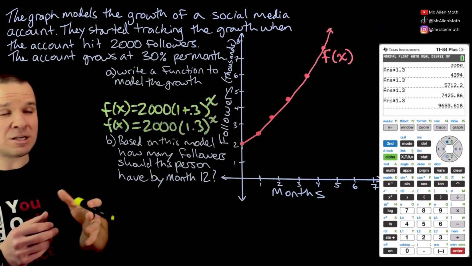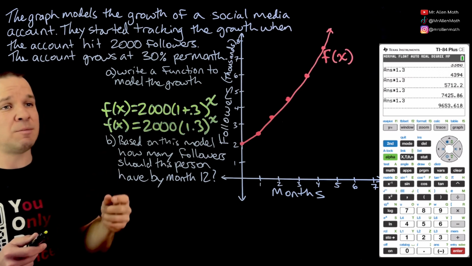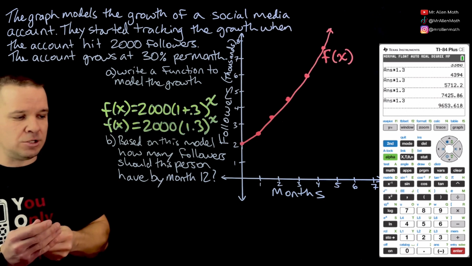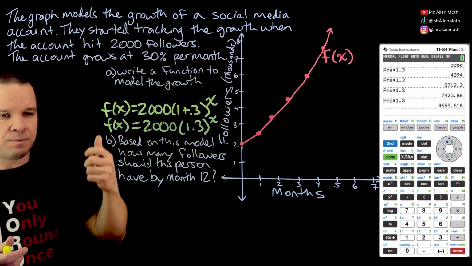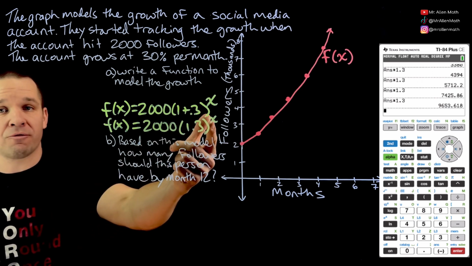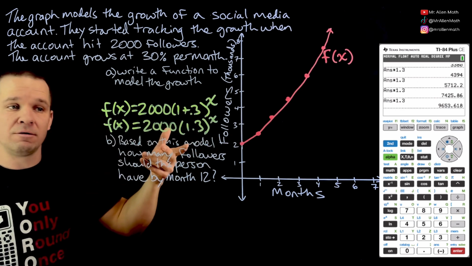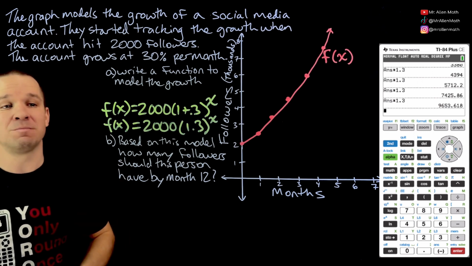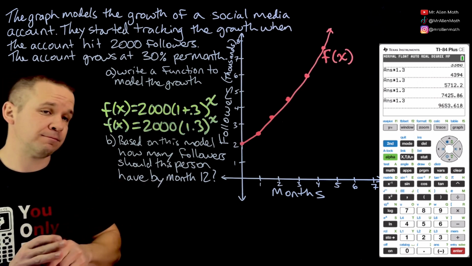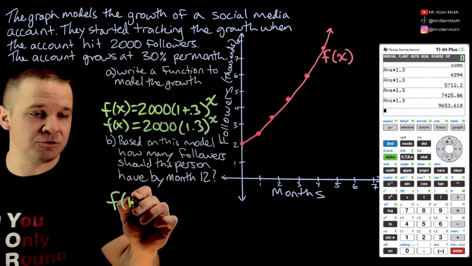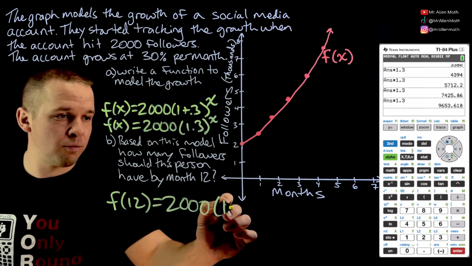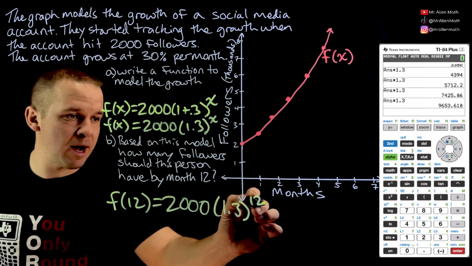I want to show the plus because if it's decreasing, then it's going to be 1 minus 0.3, and we'd have 0.7 in the parentheses there. But now what this is going to do is, instead of me having to multiply by 1.3 over and over and over again, I can just plug anything I want in here for x and figure it out. For example, based on this model, how many followers should this person have by month 12? What if I just did this? F of 12. Evaluate this when x equals 12, 1.3 raised to the 12th power.